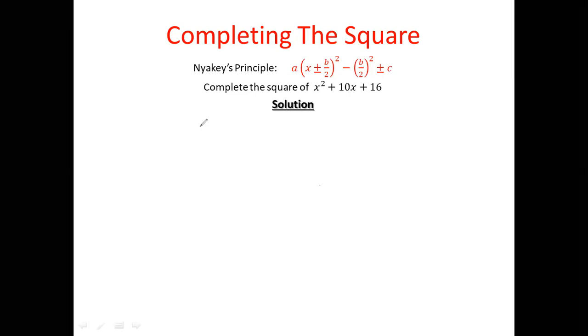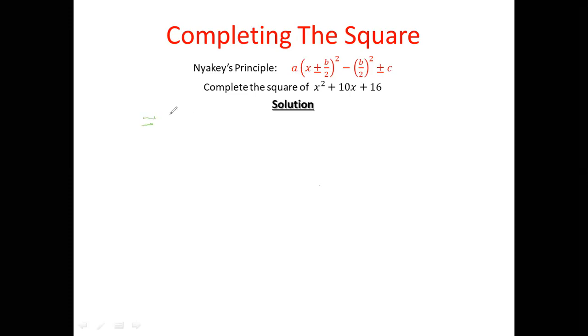Now, checking it, we have 1x squared plus 10x plus 16. So therefore, the coefficient of x squared is positive 1. What else do you have to remember? Make sure that you divide b by 2 and square it. So what is our b here? B is 10. Okay, so we start.